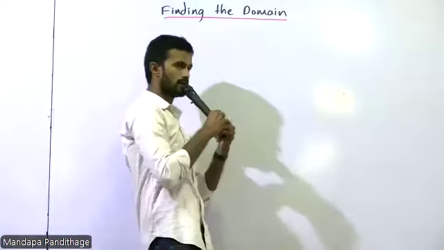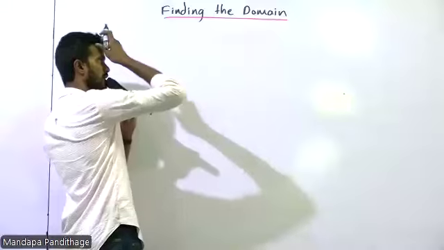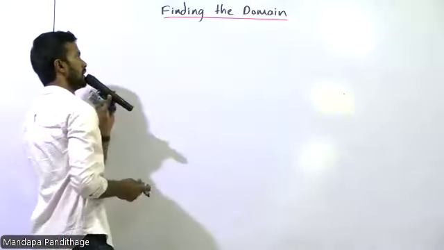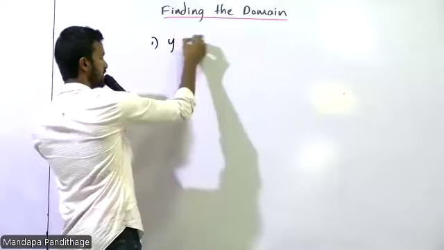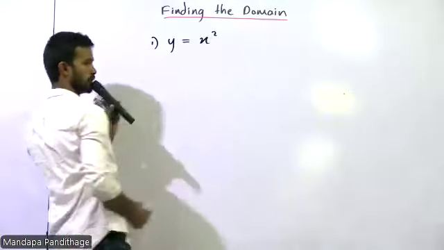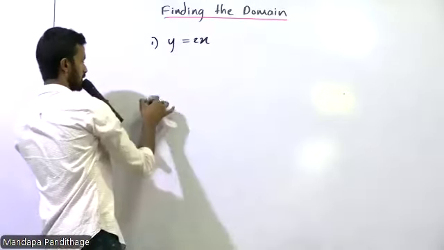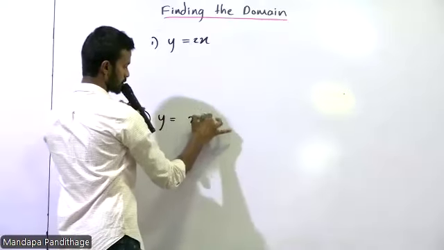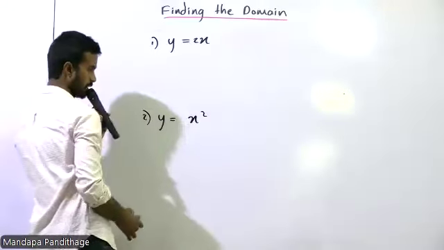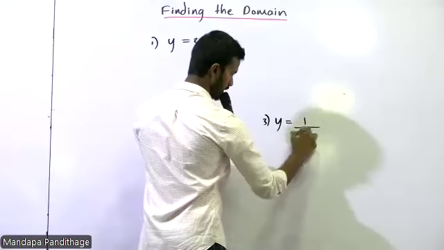So what is meant by the domain? Let's say we are having a function y equals f(x). I'll write a simple one, y is equal to 2x. I'll take another one, y equals x squared. And I'll take another example, y equals 1 over x minus 1.